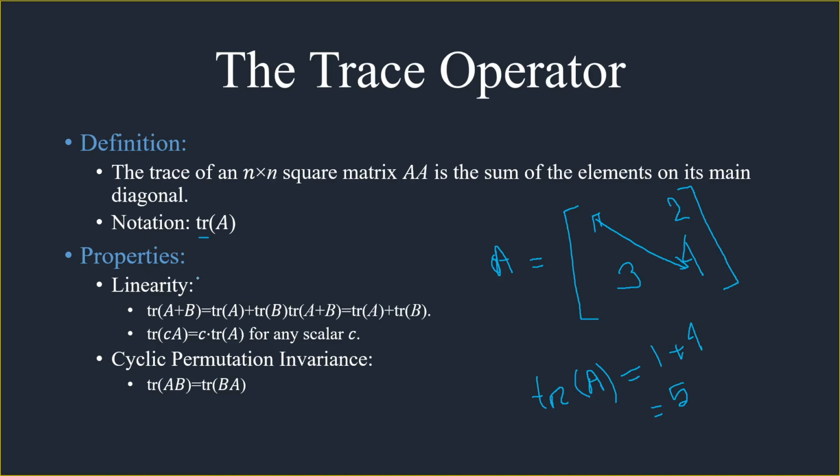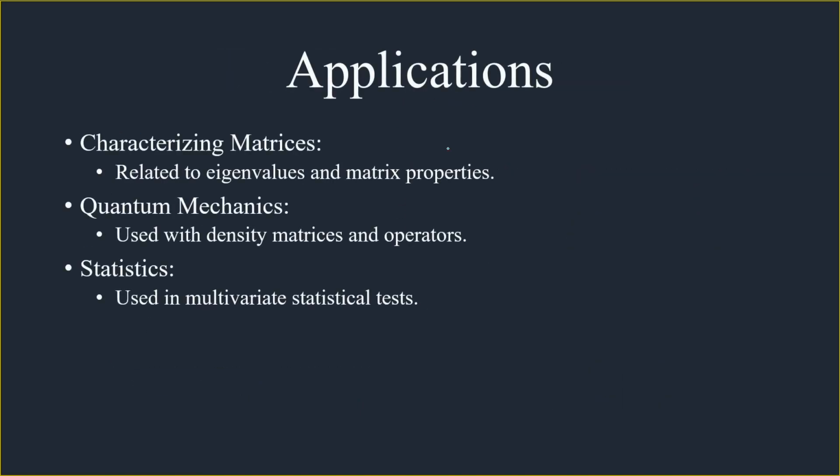So what are the properties? It has linearity and cyclic permutation invariance. Here we can see tr of A plus B equals tr of A plus tr of B, and when we do it with any scalar, the scalar is multiplied with the trace of A. For cyclic permutation invariance, trace of AB will be equal to trace of BA. Going to our next slide, here we can see the applications of the trace operator.